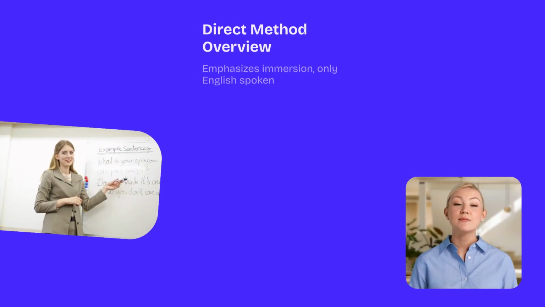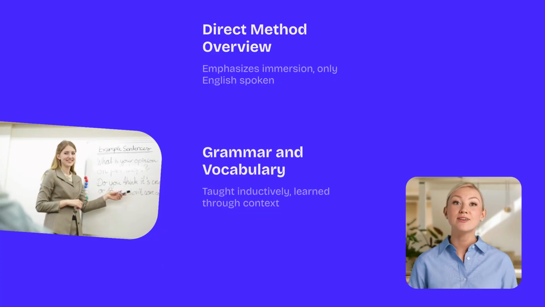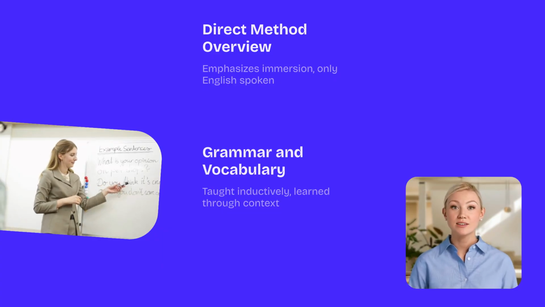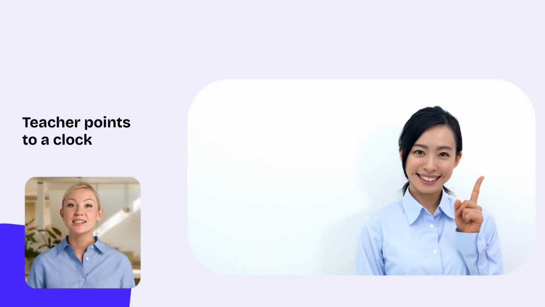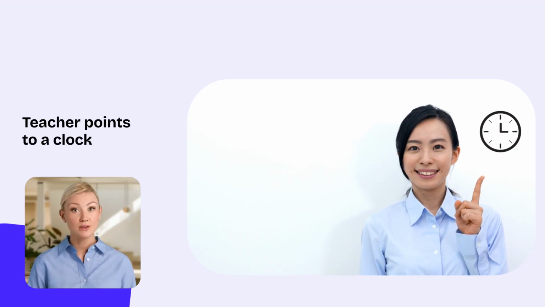Direct method. This method emphasizes immersion, meaning only English is spoken in the classroom, with no translations allowed. Grammar is taught inductively, and vocabulary is learned through demonstration, realia, and context. Example, the teacher points to a clock and says, "This is a clock." They might then ask, "What is this?" Encouraging direct association.